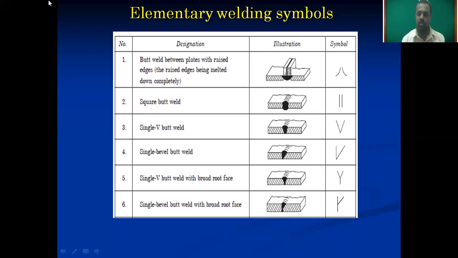Square butt weld is there, then single V butt weld, then single bevel butt weld, then single bevel butt weld with broad root face. That point also we discussed in the last lecture. And for that particular welding we also saw their symbolic representation. Am I right?